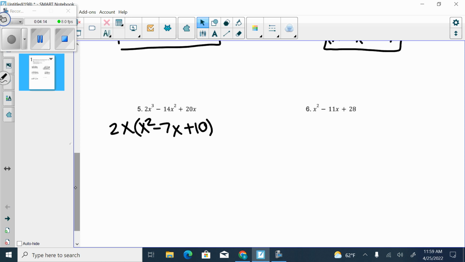All right. So remember, we're going to bring our GCF down in front. We don't want to forget about it. And then for my factors, this is an understood 1. So 1 times 10 is just 10. So I only care about what will multiply to give me positive 10 and add to give me negative 7. Very good. X minus 5 and x minus 2.